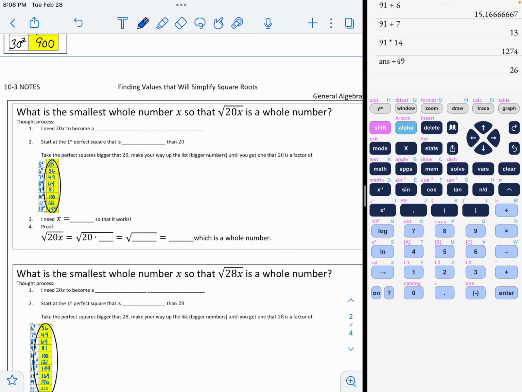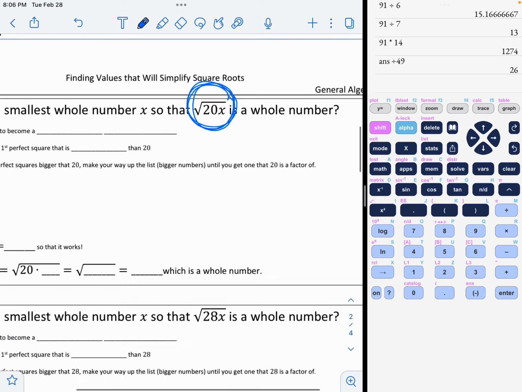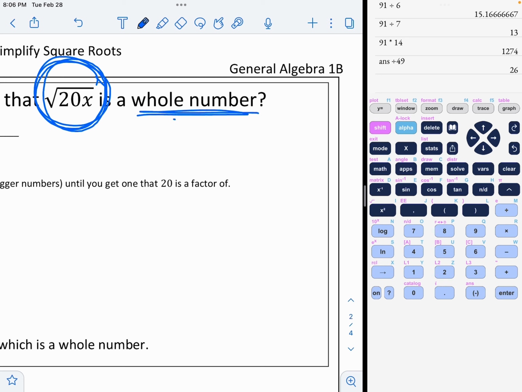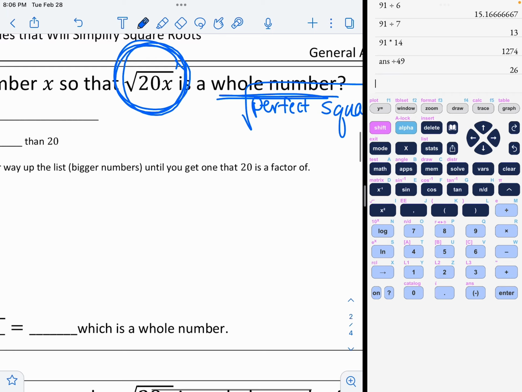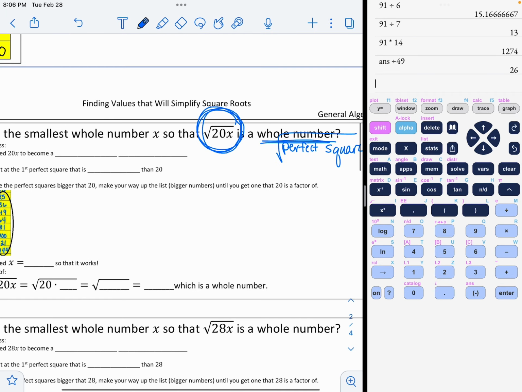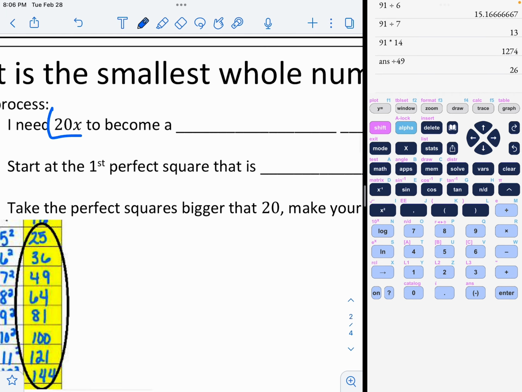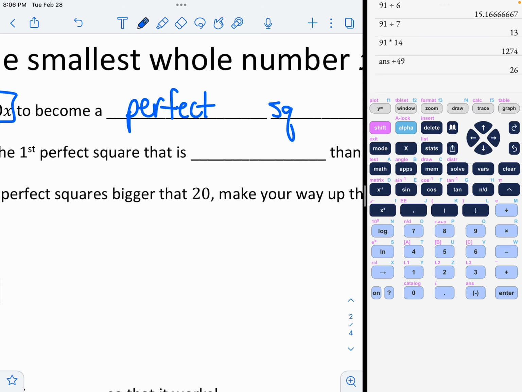What is the smallest whole number X so that the square root of 20 times X is a whole number? What that means is they want no leftovers. They want me to be able to get a perfect square, so that when you take the square root of it, you get a whole number. So here are your steps: you want 20x to become a perfect square. That's your only way to get a whole number when you take the square root.